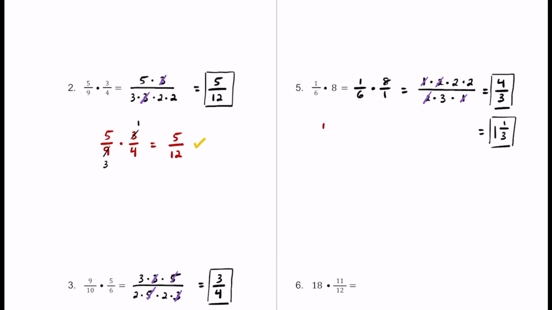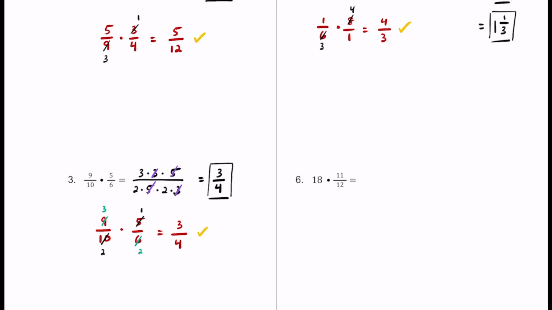Now if you wanted to practice cross-canceling or just give it a go, we have 1/6 times 8 over 1. And something that 8 and 6 have in common is 2, so if you divide these both by 2, we get 3 on bottom and 4 on top. And then 1 times 4 on top is 4, 3 times 1 on bottom is 3, so we do get this 4/3, which is what we got earlier.